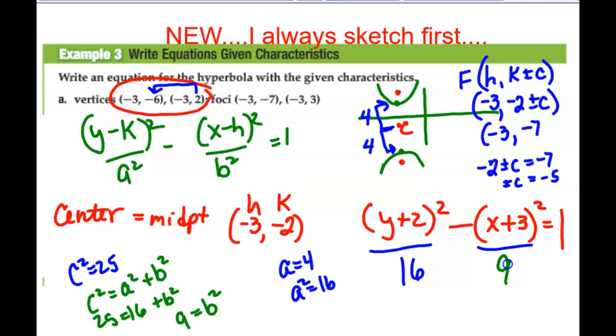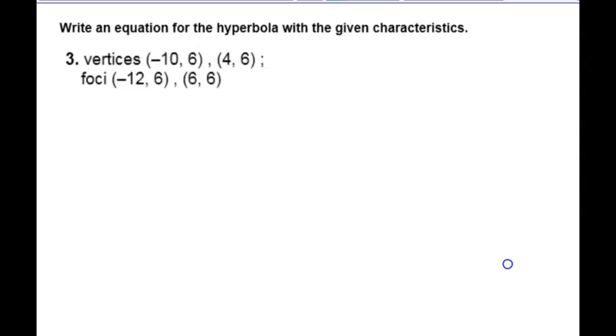Some of us. Oh, guess what? Yeah, one with a foci. Here we go. All right. I'm going to sketch real fast. Left all the way to the 10 and up 6. Right 4 and up 6. Though there's the vertices. What does that tell me right away? Tells me a lot. It opens left and right.